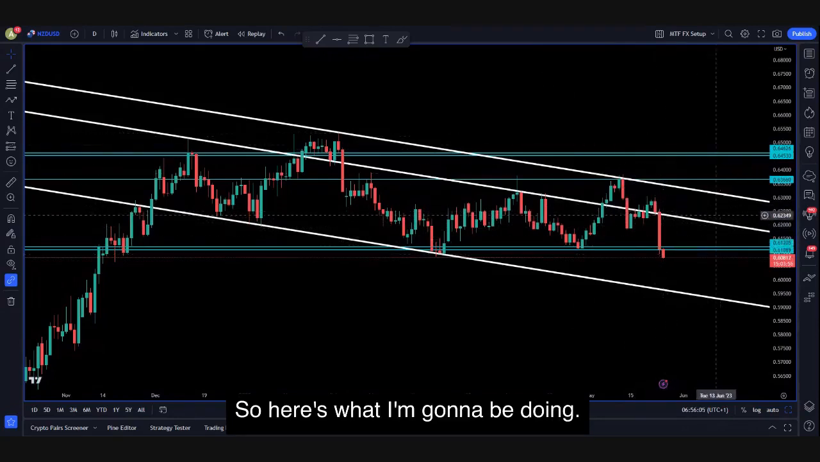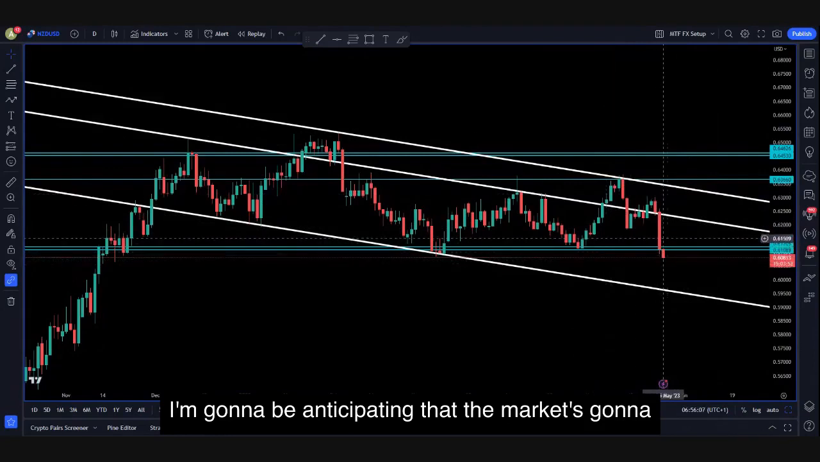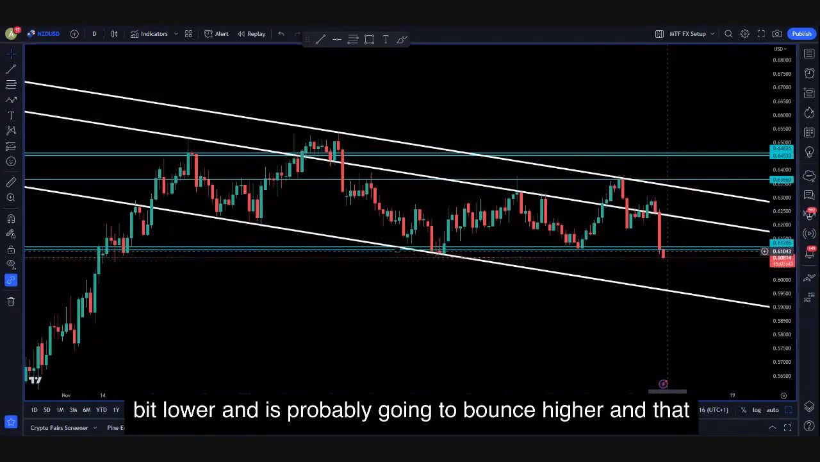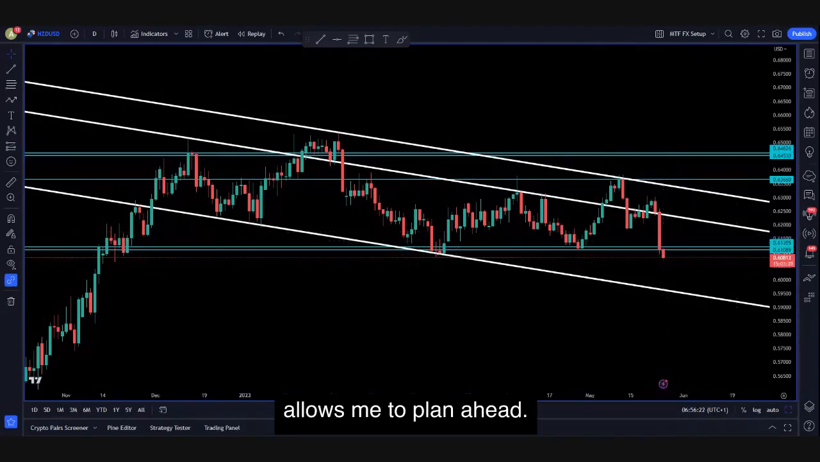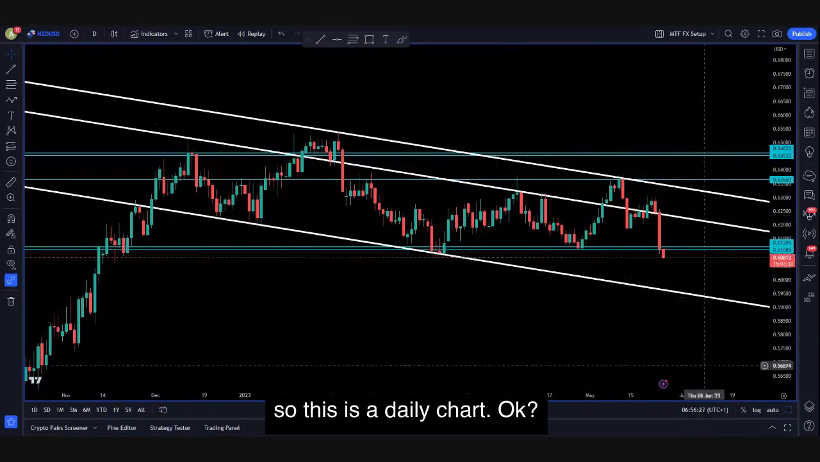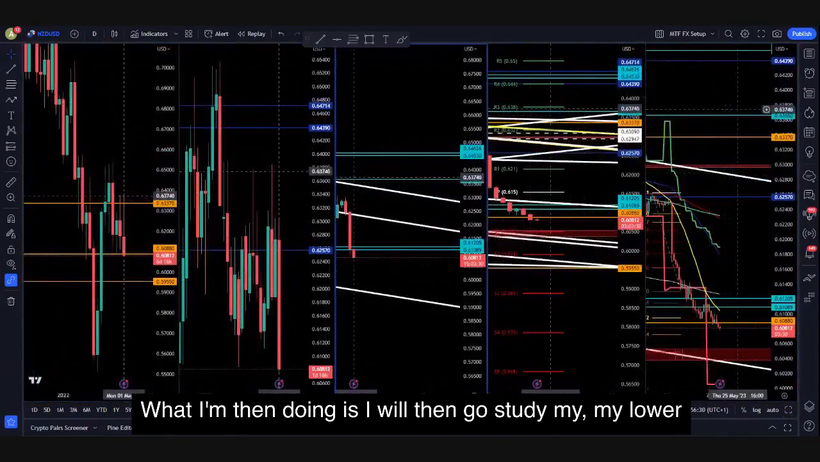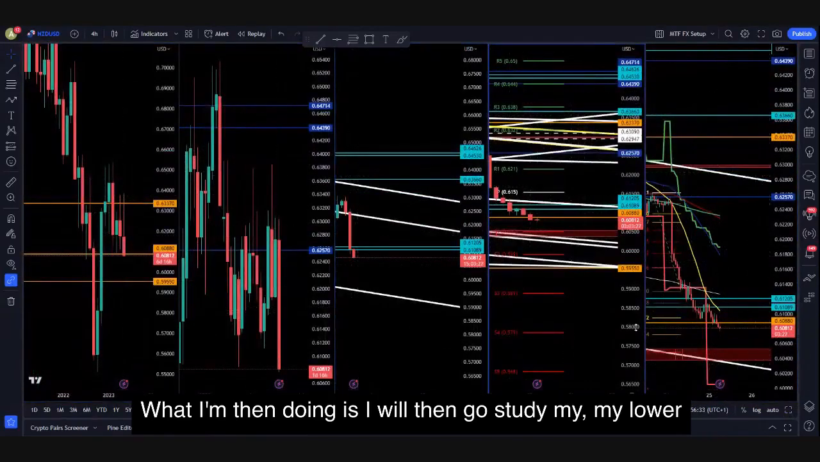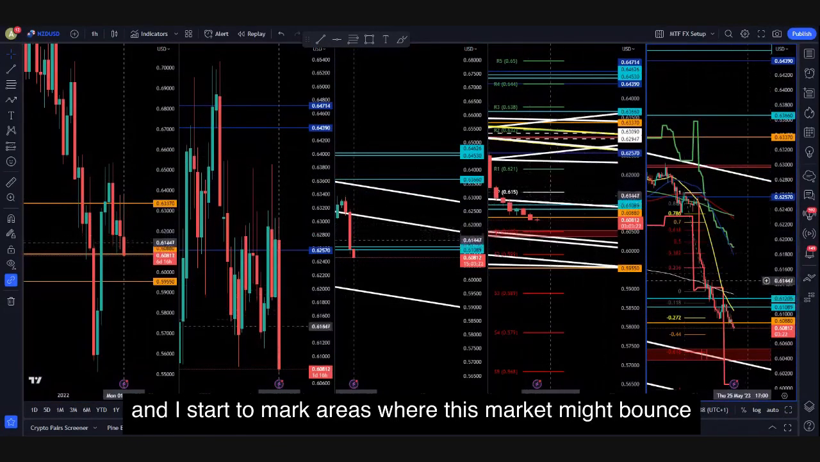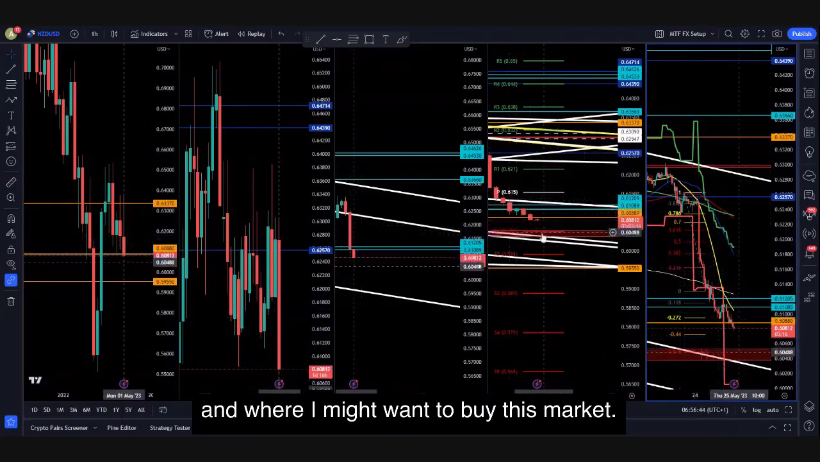So here's what I'm going to be doing. I'm going to be anticipating that the market's going to eventually do a small candle that's gone a little bit lower and is probably going to bounce higher. And that allows me to plan ahead. So this is a daily chart, okay? What I'm then doing is I will go study my lower time frame charts, like the hourly chart, the 4-hour chart, and I start to mark areas where this market might bounce and where I might want to buy this market.